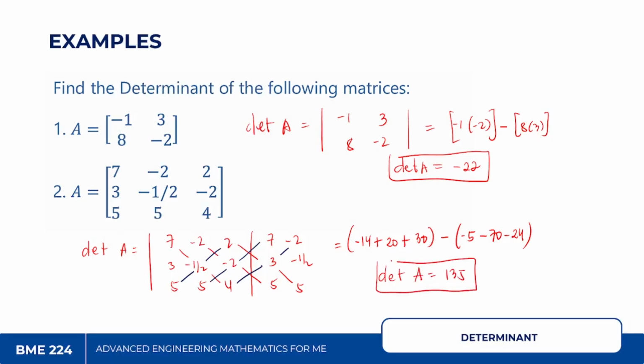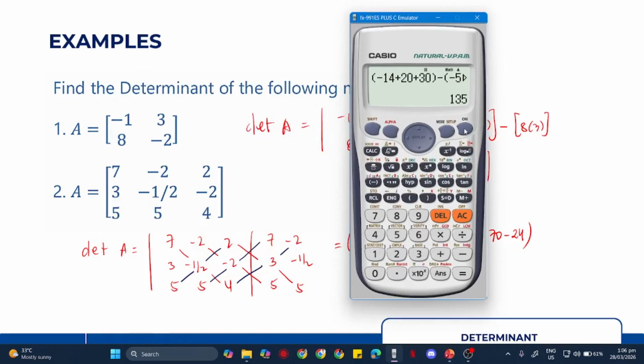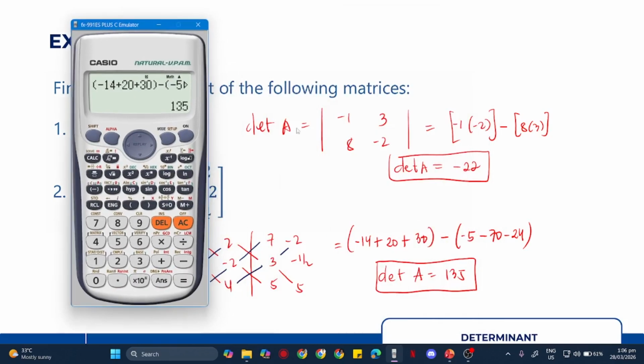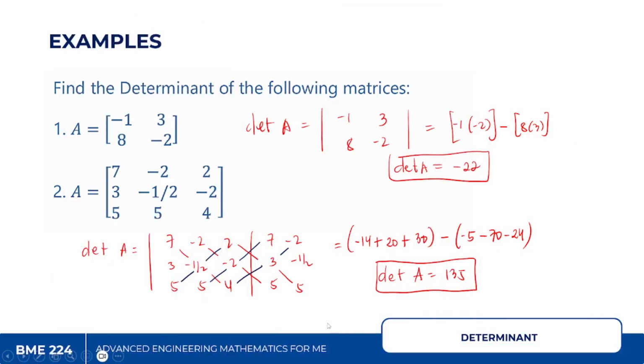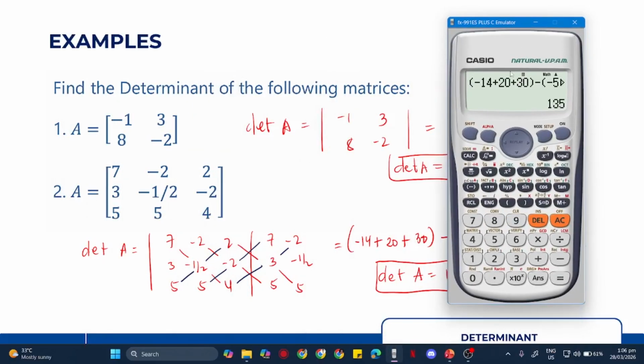So actually, class, we have a calculator for this one. The calculator is just used for checking. But for your problems or your exam, I need the solution. But you may check it using the calculator. First, go to matrix, then matrix A. Since we have a 2 by 2, look for the 2 by 2. Just enter the entries: negative 1, 3, 8, and negative 2. Then when done, press AC.